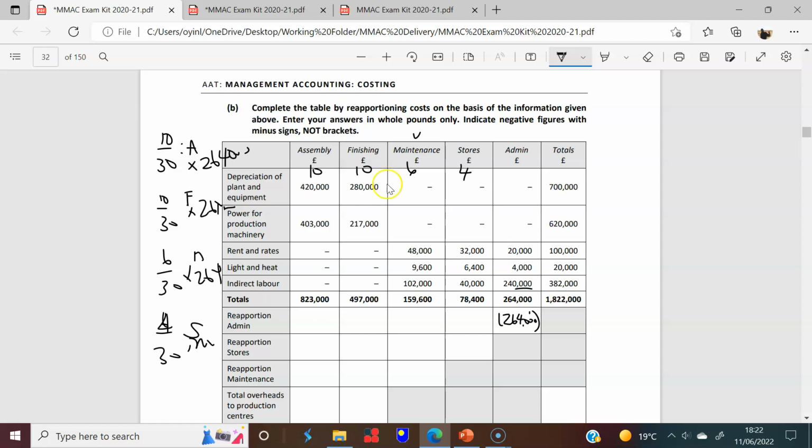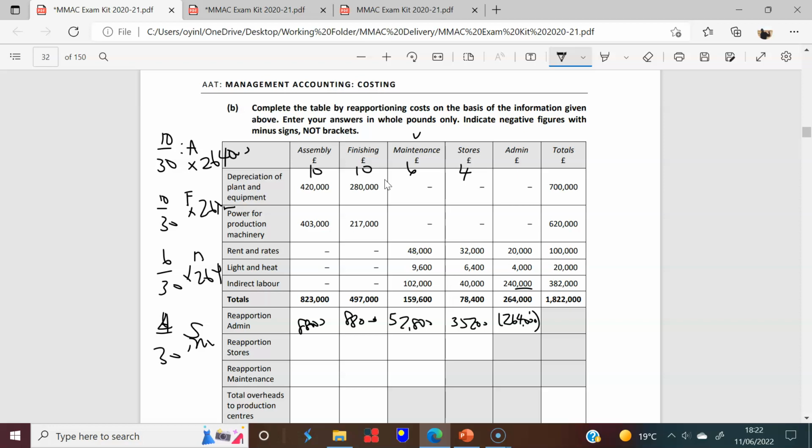So 10 over 30 times 264 gives you 88,000. That's 88,000 as well, because that's also 10 over 30. Then here we have 6 over 30 times 264. So here we have 52,800. And here we have 4 over 30 times 264. Here we have 35,200. Right, so you can see how we're gradually getting rid.